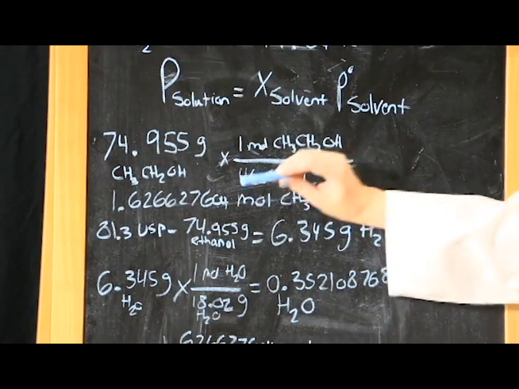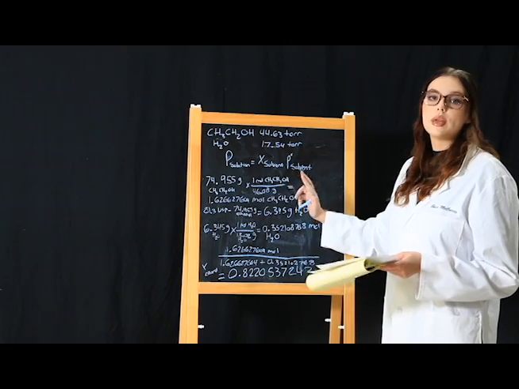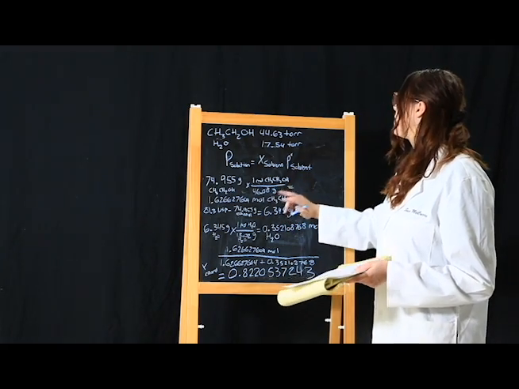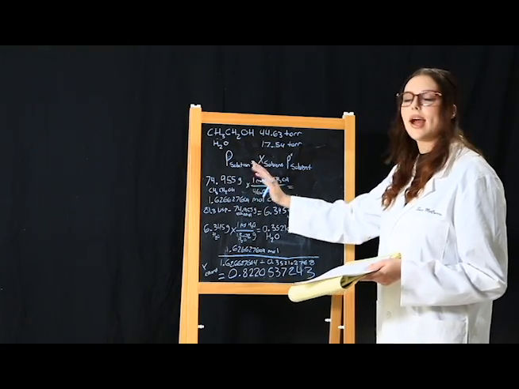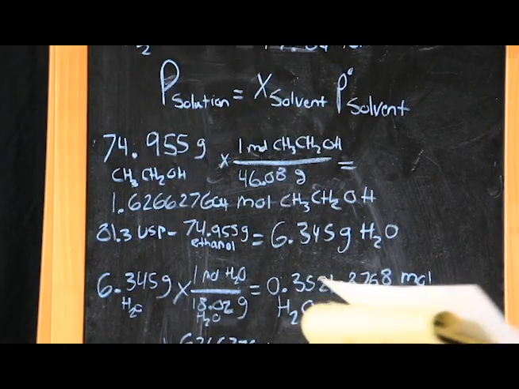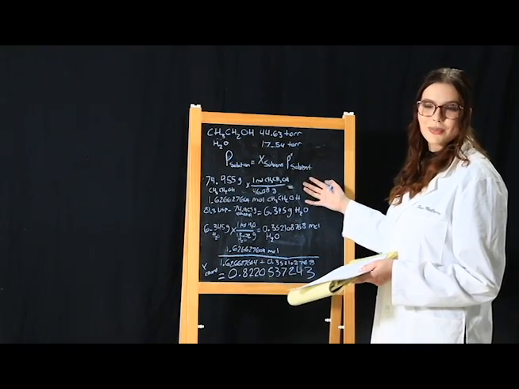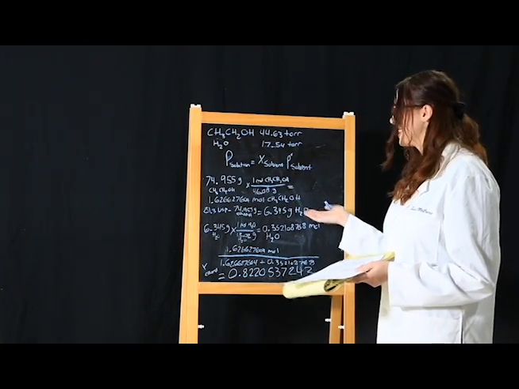From part A of the problem, we know that we have 74.955 grams of ethanol. We need to use our periodic table and look up the molar mass and multiply the 74.955 grams of ethanol by its molar mass in order to get the number of moles of ethanol. I have done this on the board for you, but it does not take a doctor to figure out how to do simple dimensional analysis.